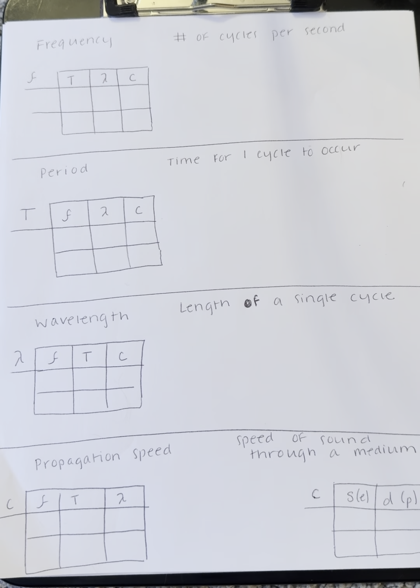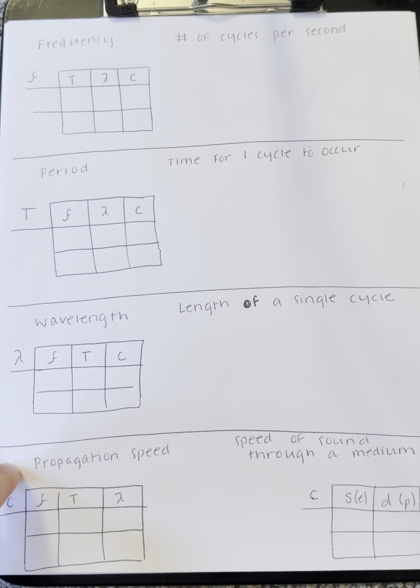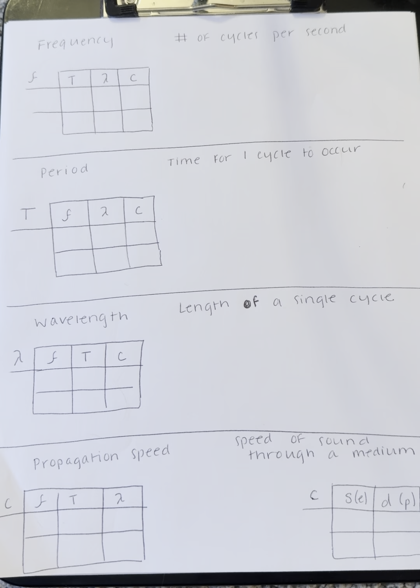Right, so today we're going to review 4 of the sound parameters and their relationships to each other. The 4 parameters are frequency, period, wavelength, and propagation speed. Parameters are ways that we talk about and measure sound, and they interact with each other in different ways. Some of them have direct relationships, some of them have indirect relationships.